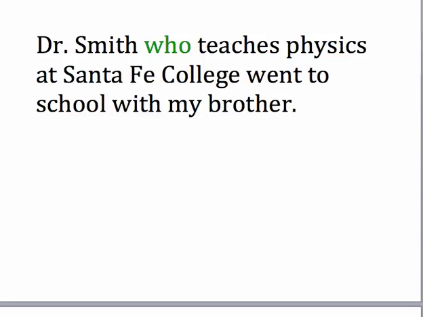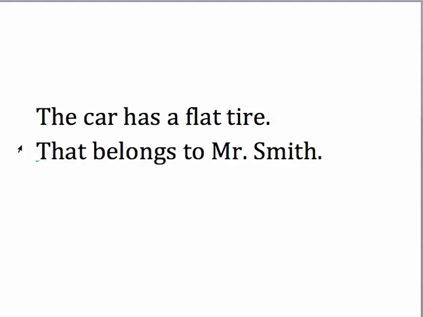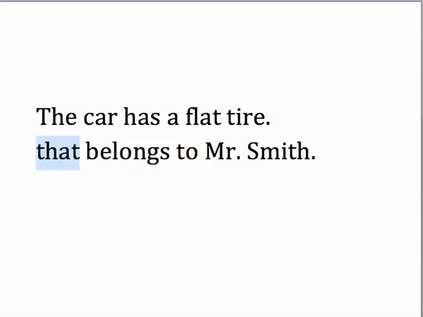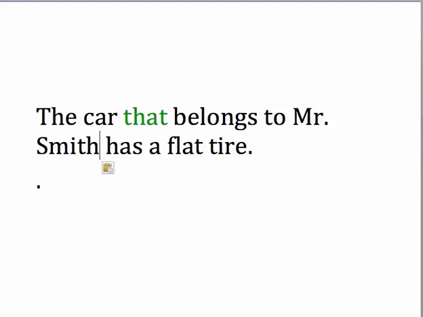Let's now do it with that. So again, we have our sentences. The car has a flat tire. The car belongs to Mr. Smith. We're going to change the car, replace it with the relative pronoun that. Highlight. So we've replaced the car with that. And now we're going to put this clause in the other independent clause. We now have a complex sentence with a relative clause. The car that belongs to Mr. Smith has a flat tire.